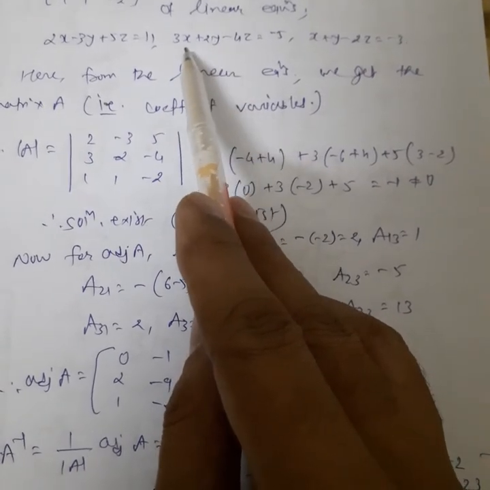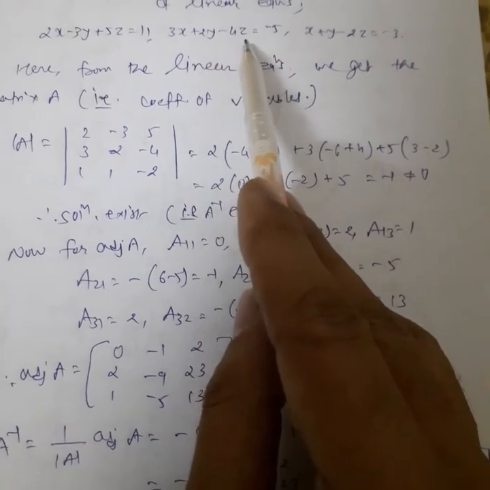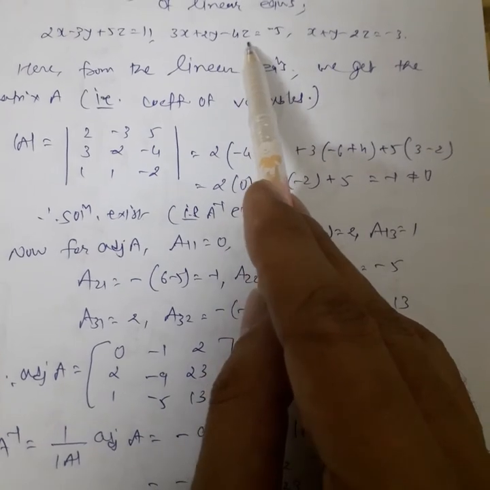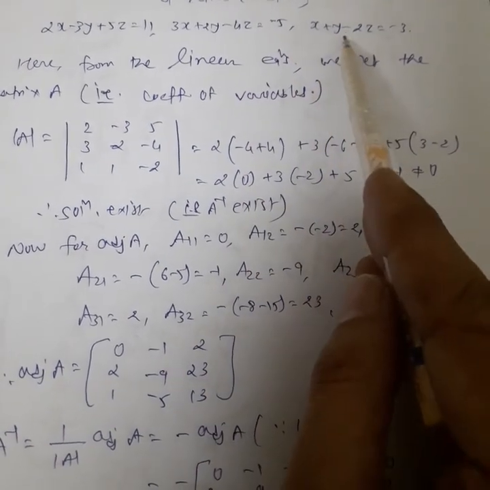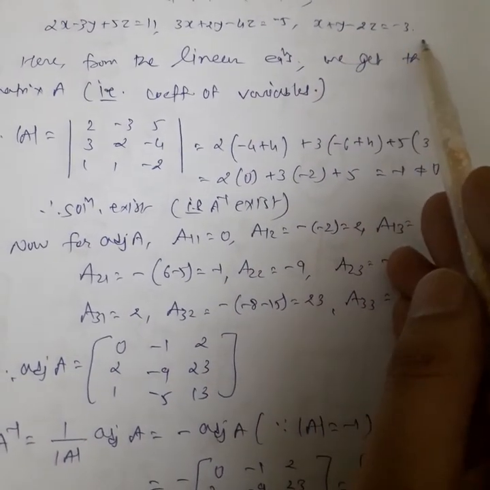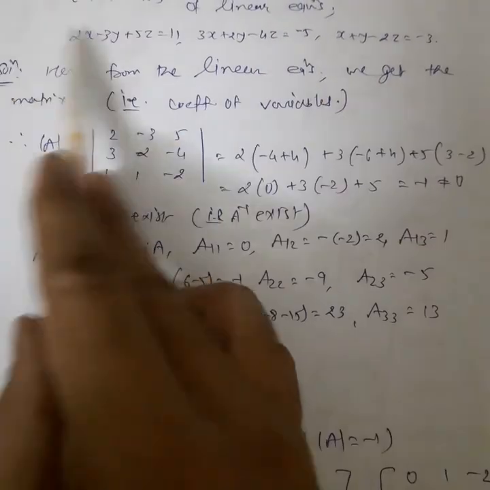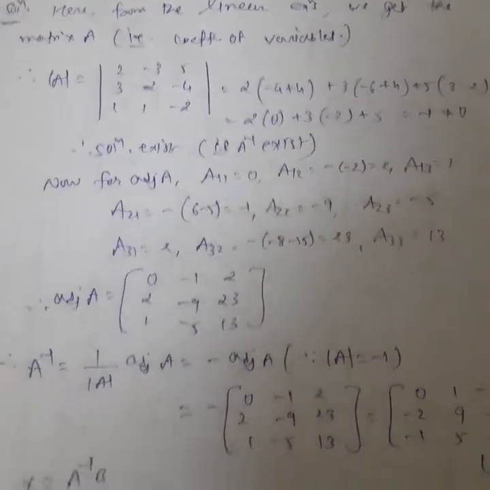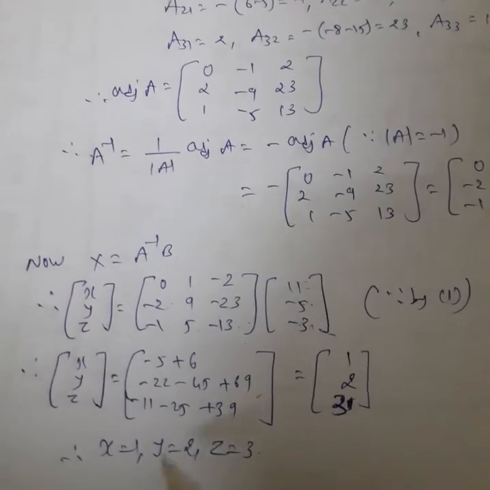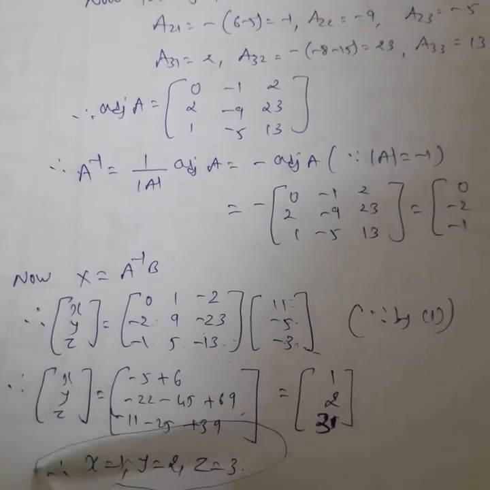3 1 is 3, 2 2 is 4, means 3 plus 4 7 minus 4 into 3. 7 minus 12 minus 5. 1 plus 2 3. 3 minus 6 minus 3. All these equations are satisfied, means our answer is correct. That is x equal to 1, y equals to 2 and z equals to 3.